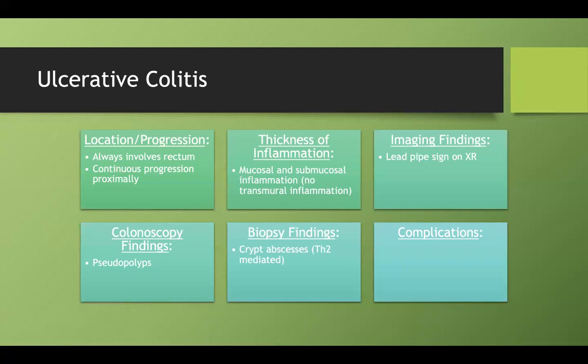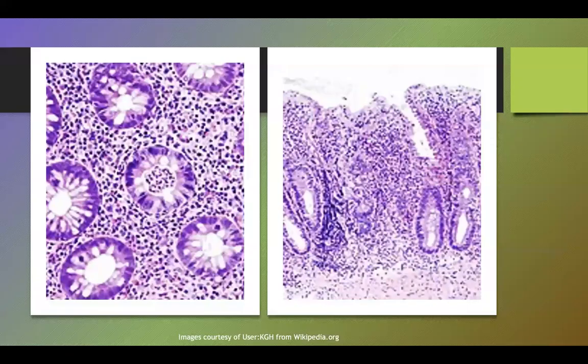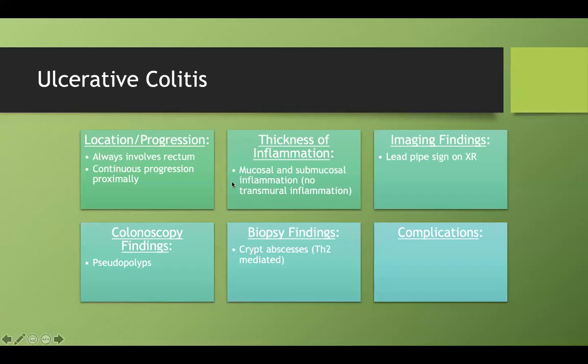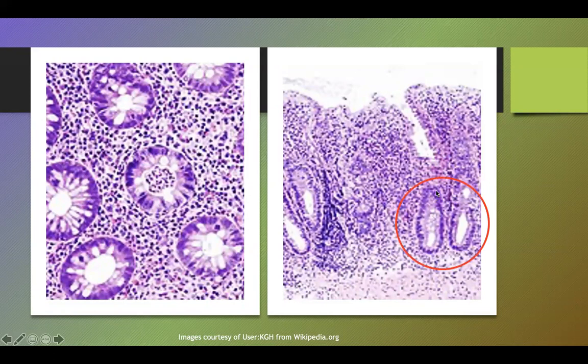Sometimes it's good to memorize one thing really well and just know that the other one is the other one. On biopsy, you're going to find crypt abscesses, which are Th2 mediated. So this is a healthy crypt here. What I want you to realize is that these crypts here are huge and there are a lot of them. If you go into the small intestine lecture, I talk a little bit about the crypts of Lieberkühn and what cells live there. And you can just see that these ones, the abscesses develop in these areas, and that's typical of UC.